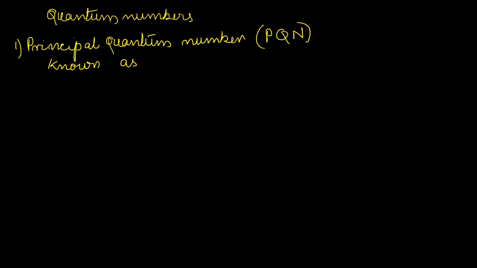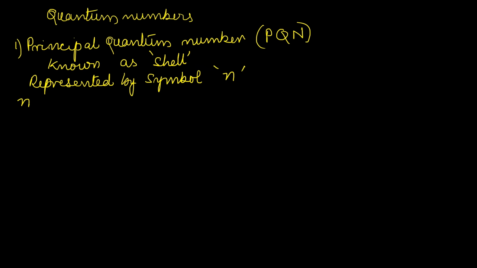You are familiar with this term from your earlier classes. This term shell is as per classical physics, which does not take into account the wave nature of electrons. It is represented by the letter small n. n is known by numbers: n is equal to 1, 2, 3, 4, 5, and so on. These numbers are also allotted certain letters: K, L, M, N, O, and so on.